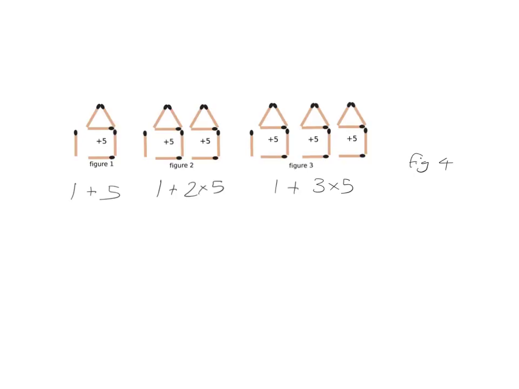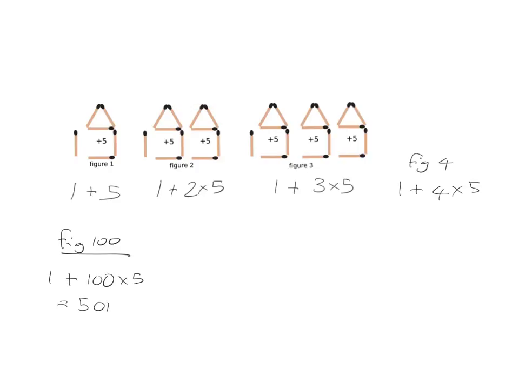So then we can quite easily figure out what will happen with figure 4? Well, you're just going to be putting on another lot of 5 matches to the end, so you're going to have the 1 plus 4 lots of 5 matches. So for figure 100, how many matches will you need? Well, it'll be 1 plus, and in this case you're going to have 100 of those little lots of 5 matches, and if you actually want the real answer to that, it's 501.